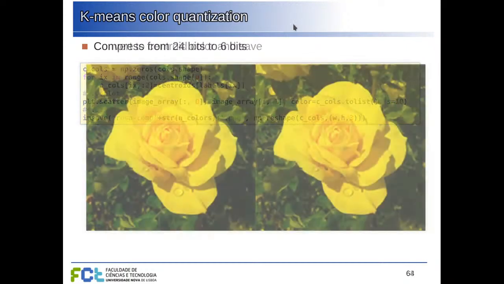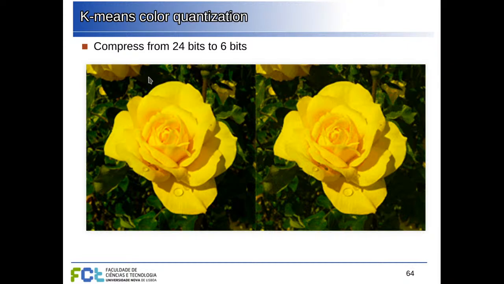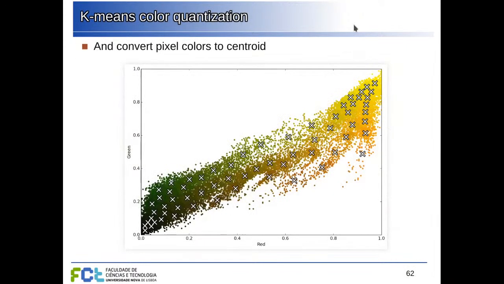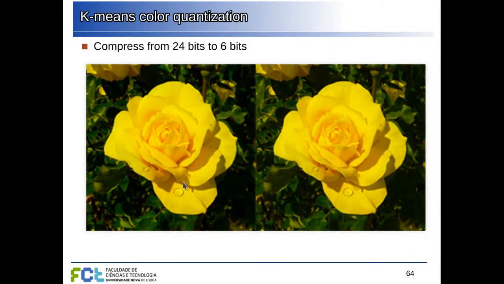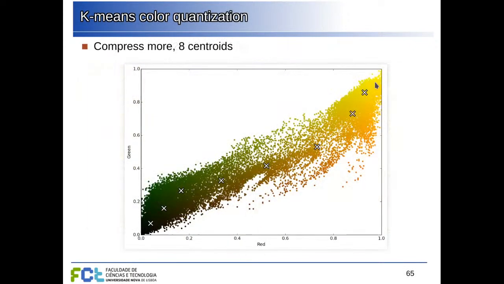So this will reduce the initial image that has 24 bits per color, so it's 3 bytes for red, green and blue, and it converts to only 64 different colors, so 6 bits. And you can see that we don't lose much resolution here when we do this conversion, because this number of clusters is enough so that there is not much difference between the original color and the one that we get after clustering. We can do this with fewer centroids, for example 8 centroids.